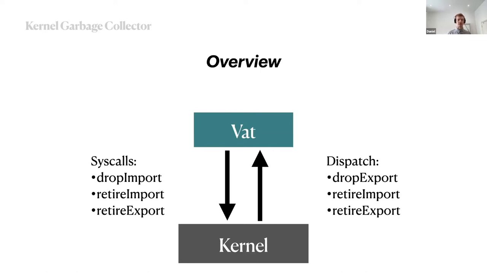The garbage collector is reference counted, and the reference count should be a function of the number of syscalls and dispatches done. But that function is not always so straightforward. The final steps in the execution are the retire import and retire export dispatches. Once those are fired, that should signify the end of the lifetime of an object.